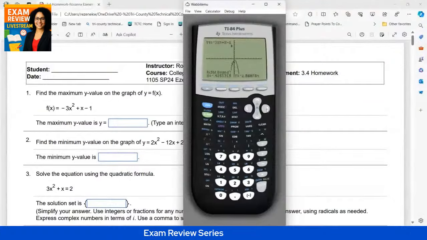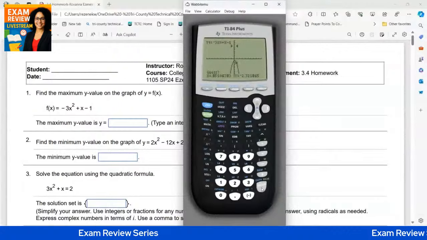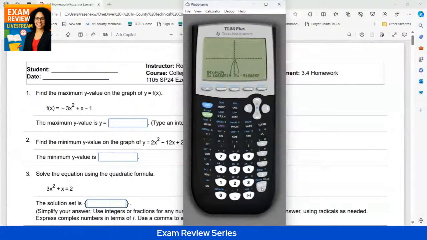Then I'll send the blinker to the right. You make sure that you direct the blinker. All right, then is that the right bound? Yes. It's asking me, do I guess the maximum point? Sure, go ahead. So the maximum point is 0.166, or can just say 0.17.